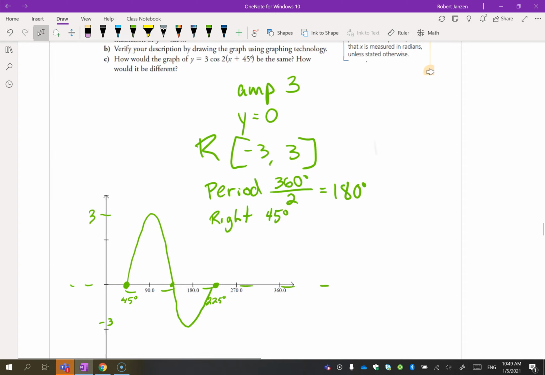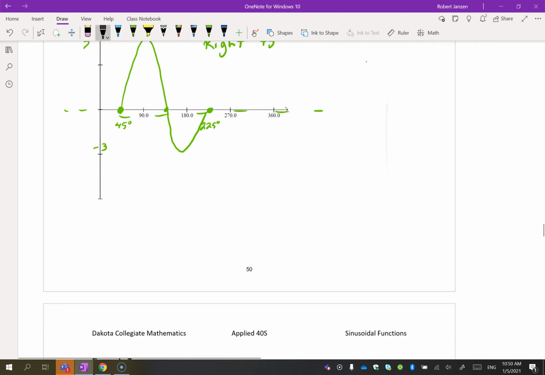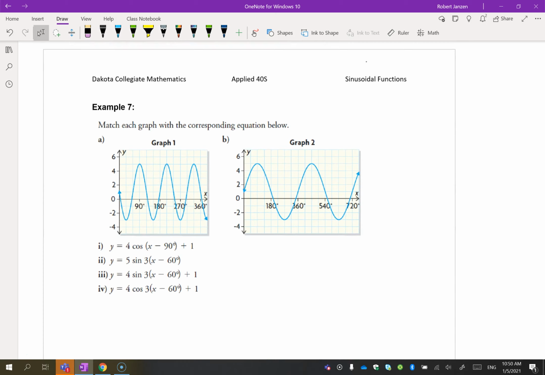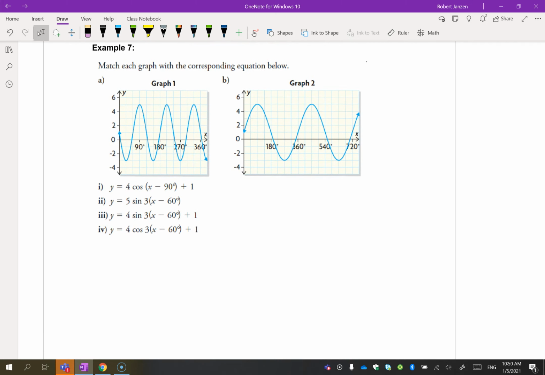Okay. How would the graph of the cosine be the same? How would it be different? Well, the easiest way to do that would be to actually graph this and see how it matches up. I don't need you to do that right now. Okay, so we're going to skip number C. All right, match each graph with a corresponding equation below. Okay.